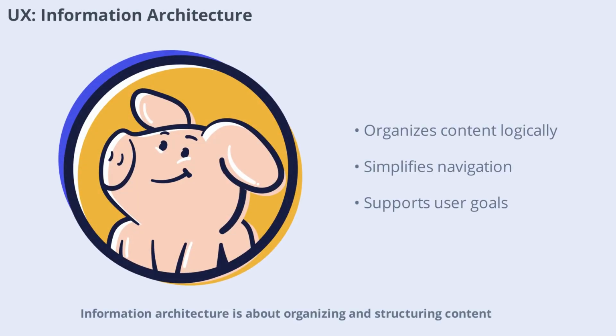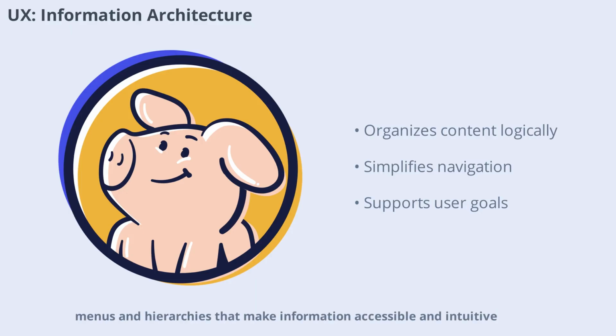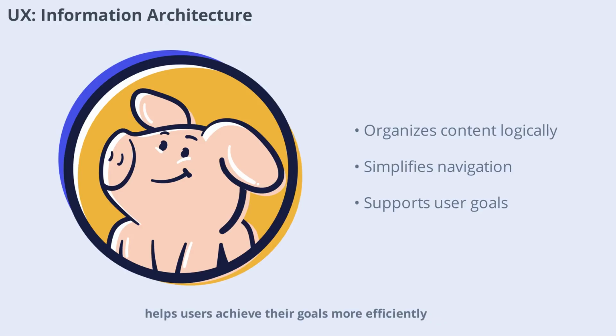Information architecture is about organizing and structuring content so users can find what they need easily. UX designers create navigation systems, menus, and hierarchies that make information accessible and intuitive. Good information architecture reduces frustration and helps users achieve their goals more efficiently.